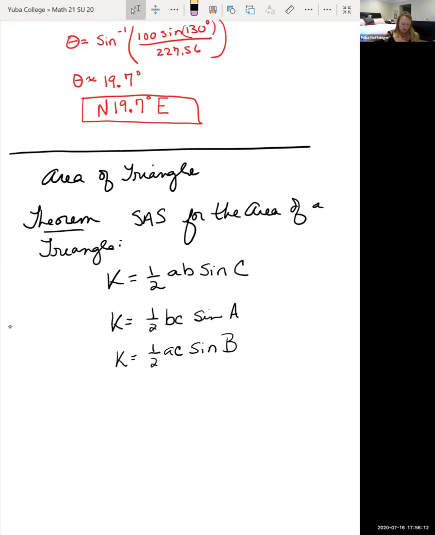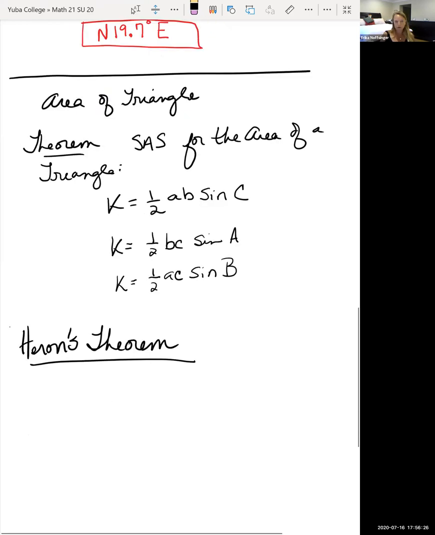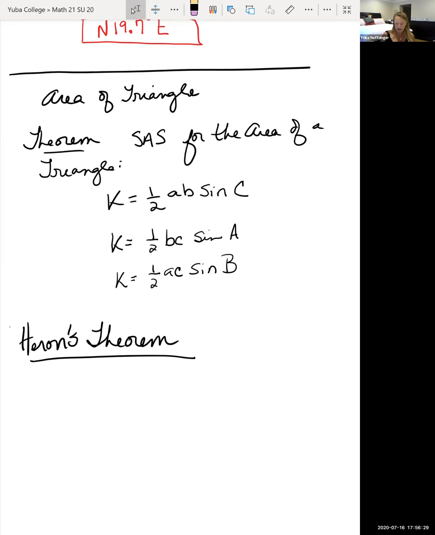So there's another theorem, and it's Heron's theorem. This theorem will help us if we know 3 sides of a triangle and we want to find the area. So Heron's theorem is used when you know the three sides of the triangle.